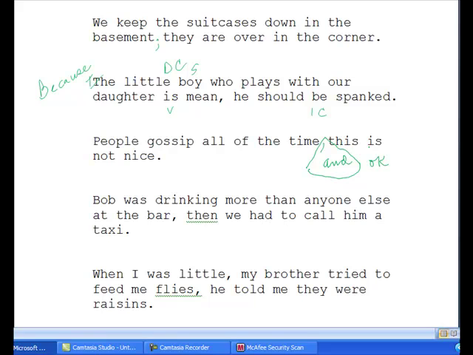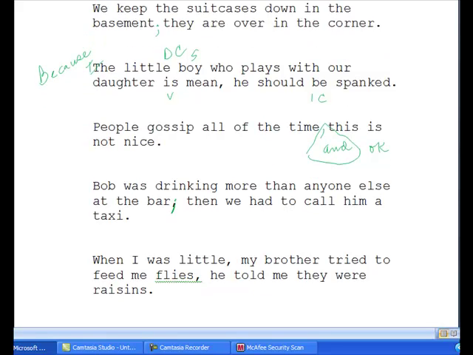Bob was drinking more than anyone else at the bar. Then we had to call him a taxi. Hey, Bob, you're a taxi. Ask yourself, is this correct or is this incorrect? I hope you're saying that it's incorrect. This is a comma splice right here. So we have to fix it. Let's change the comma to a semicolon. And now we're okay.